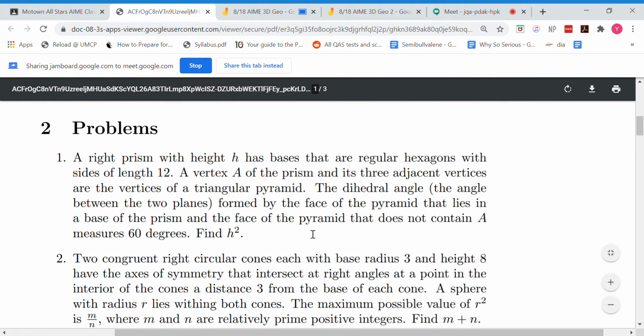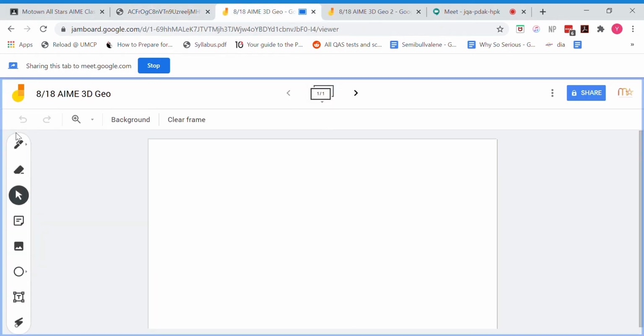Alright, so we start with a right prism with height h, has bases that are regular hexagons with a side length of 12. A vertex A of the prism and its three adjacent vertices are the vertices of a triangular pyramid, and the dihedral angle, the angle between two planes, formed by the face of the pyramid that lies in the base of the plane, and the face of the pyramid that does not contain A measures 60 degrees. So the key to any geometry problem is obviously, we start off with drawing a good diagram.